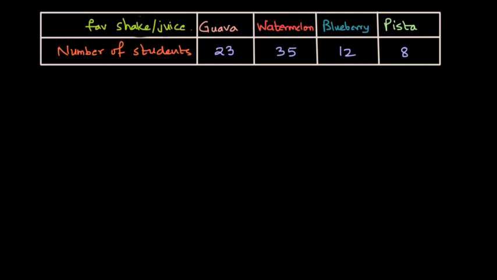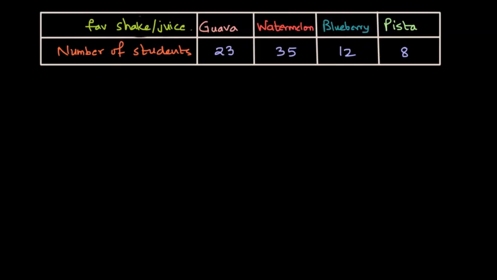In this video, we are going to learn about choosing scale while drawing a bar graph. So you can see some information where we have compiled the favorite shake or juice or drink of different numbers of students. We have four types of drinks: guava, watermelon, blueberry, and pista. So 23 students like guava, then 35 students like watermelon, 12 blueberry, and 8 pista.